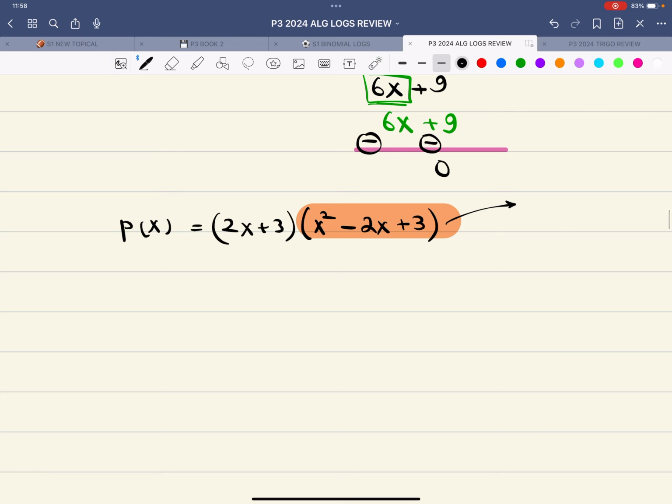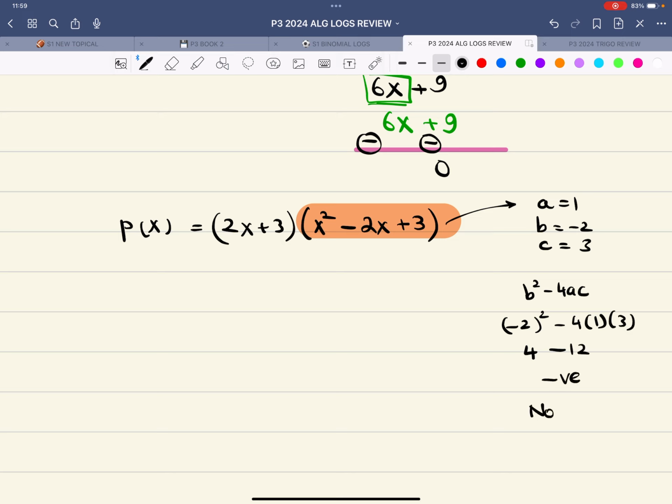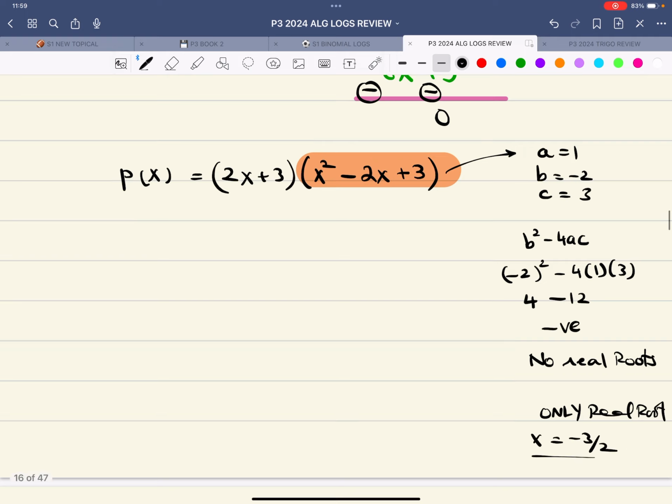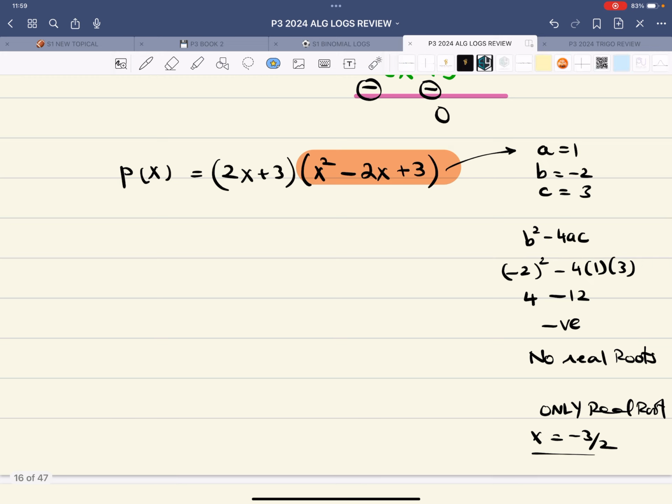So now let me write A is 1, B is negative 2, C is 3, and let me evaluate B squared minus 4AC. Minus 2 whole square minus 4 into 1 into 3. This is 4 minus 12, which is negative. Therefore, no real roots. So therefore, the only real root is x equals minus 3 over 2. So therefore, I need to draw a grid over here, and that is the grid.